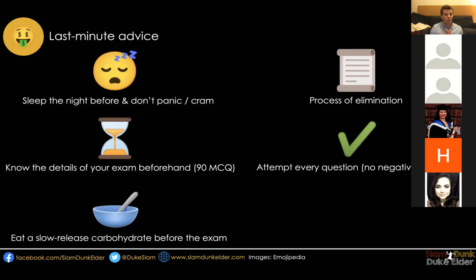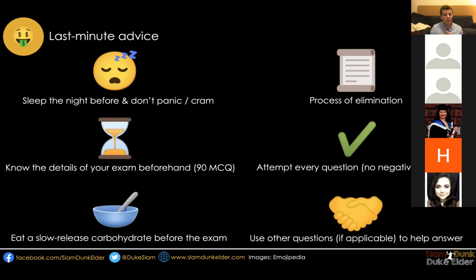There's no negative marking, but be aware of your timing. Okay, and if applicable, in some cases, they might reveal the answer or a certain kind of clue in another question downstream or upstream of the exam paper. So try to use that to help you answer that MCQ question. So for example, I think I've seen cases where you might be asked a question about myasthenia gravis, what antibodies might be affecting here or the pathology, but downstream it says this person's anti-acetylcholinesterase positive for antibodies.